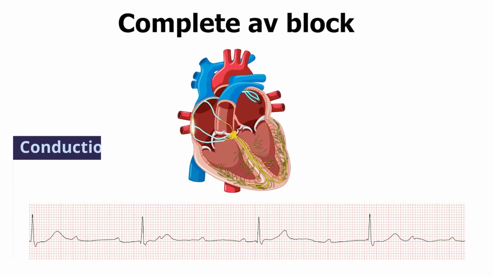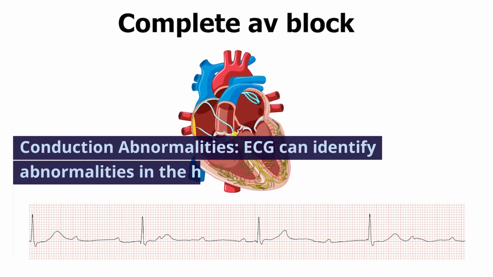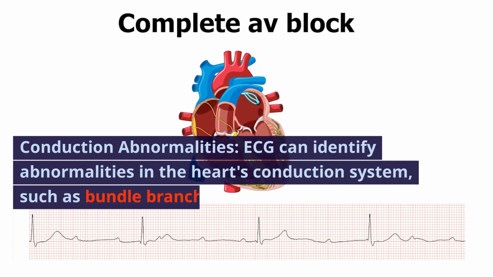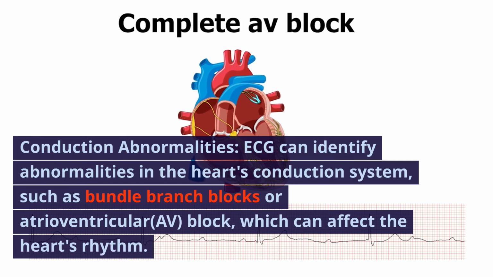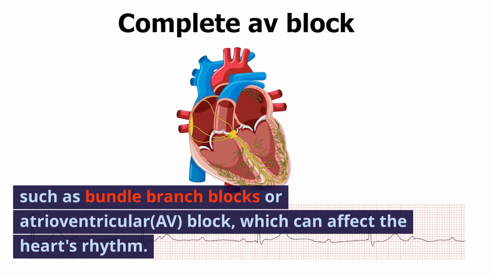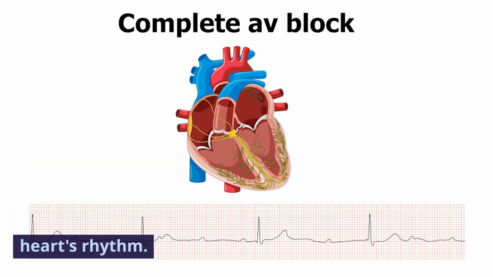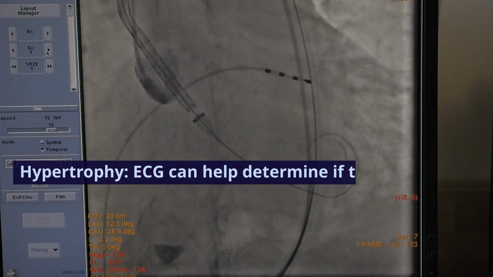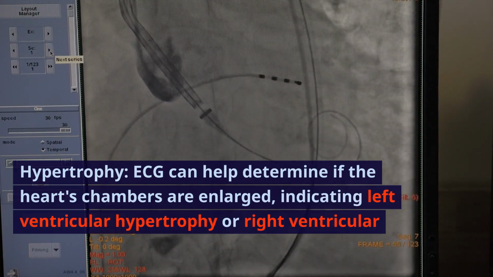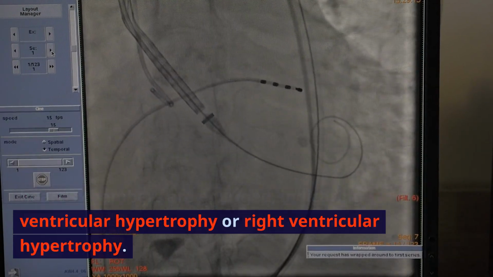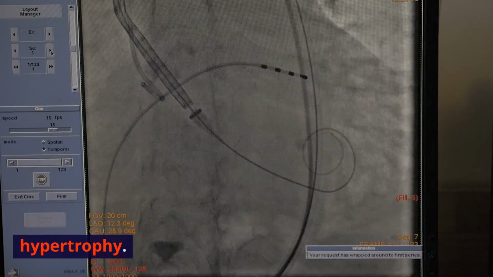4. Conduction abnormalities. ECG can identify abnormalities in the heart's conduction system, such as bundle branch blocks or atrioventricular, AV, block, which can affect the heart's rhythm. 5. Hypertrophy. ECG can help determine if the heart's chambers are enlarged, indicating left ventricular hypertrophy or right ventricular hypertrophy.